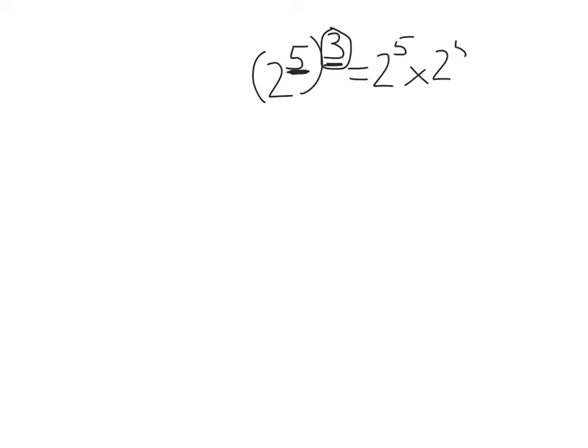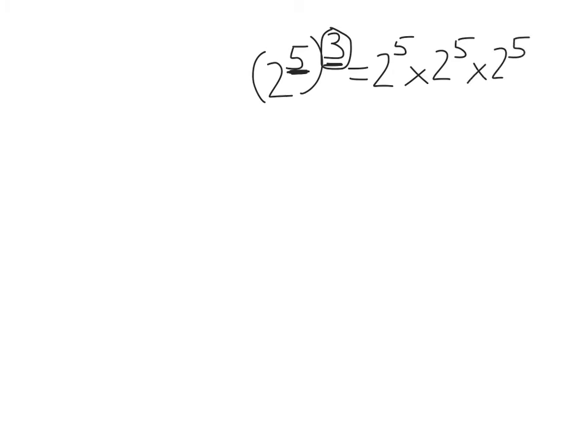So what about if we have something like this? What if I have 2 to the power of 5 and I raise it to the power of 3? So I'm raising a power, an index, to another power. Remember that if I cube something, raise it to the power of 3, it means you multiply it by itself 3 times. So this is 2 to the power of 5 times 2 to the power of 5 times 2 to the power of 5.